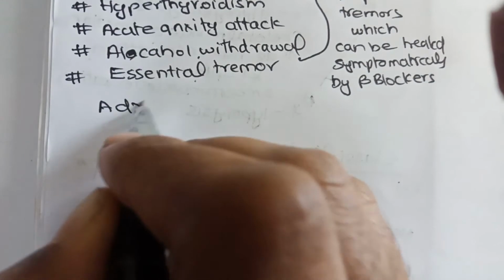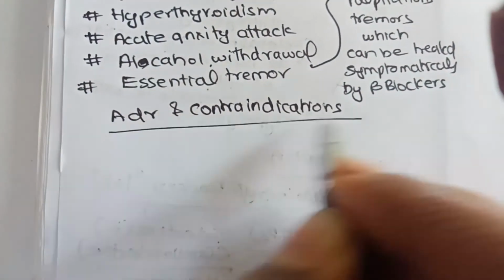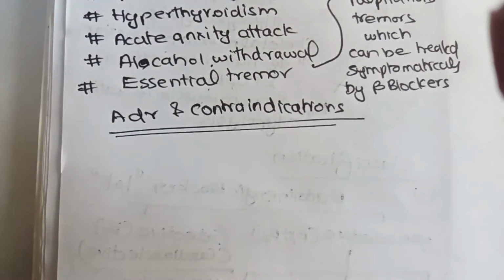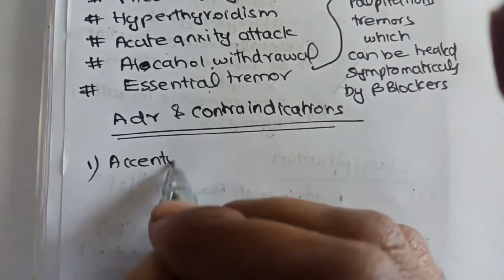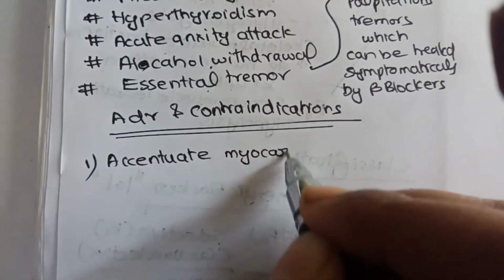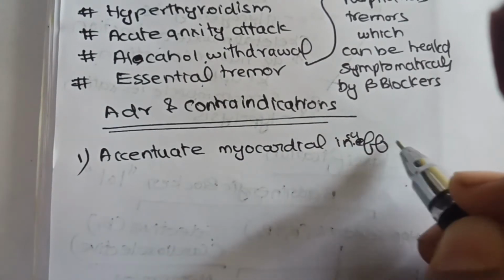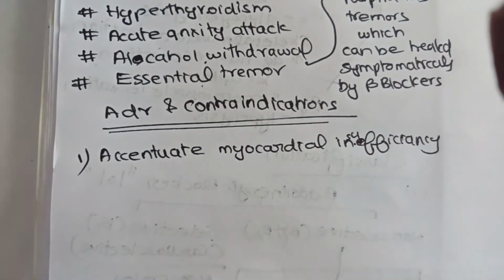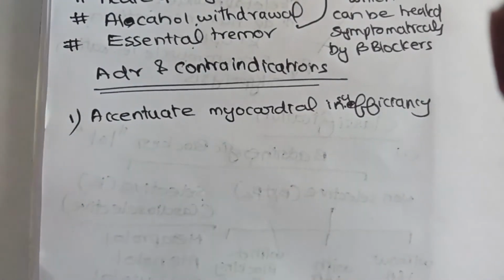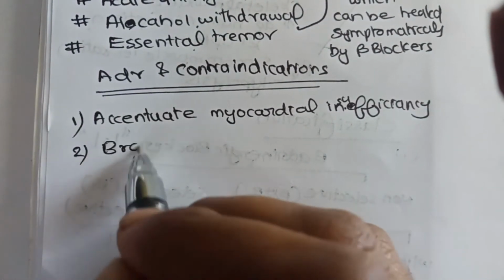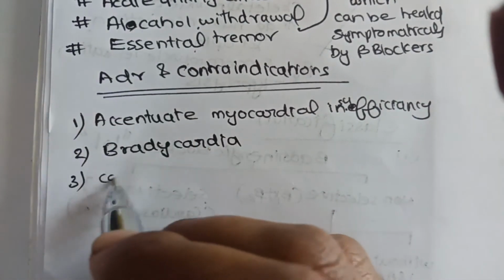Okay, now coming to the next question. We have the adverse effects and contraindications. So the first adverse effect is that it can accentuate myocardial insufficiency. So why is this? This is because we have said that the beta blockers depress all cardiac function, and similarly it can cause bradycardia because again it decreases the heart rate.